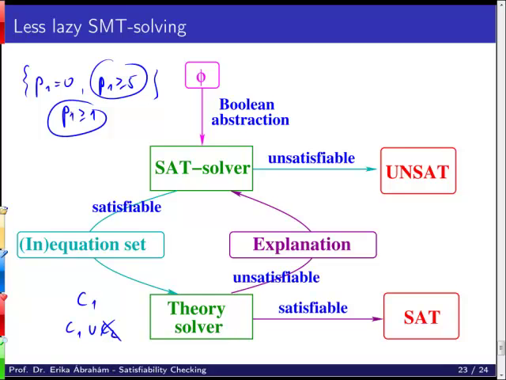This is not a global minimum, but local in the sense that perhaps there is another set of constraints which is even smaller, but this one is a local minimum because I cannot take away any of them without getting a satisfiable subset.